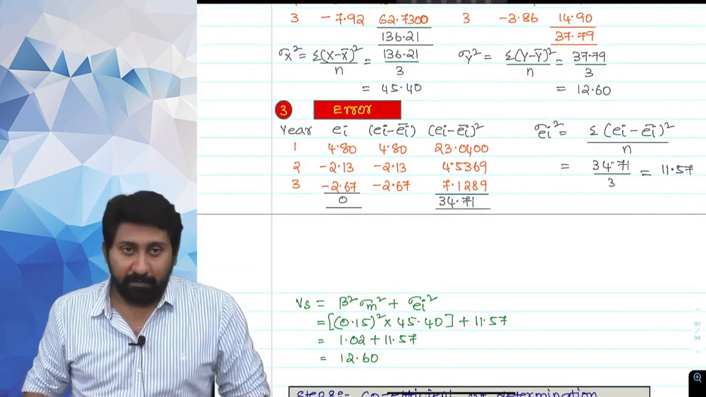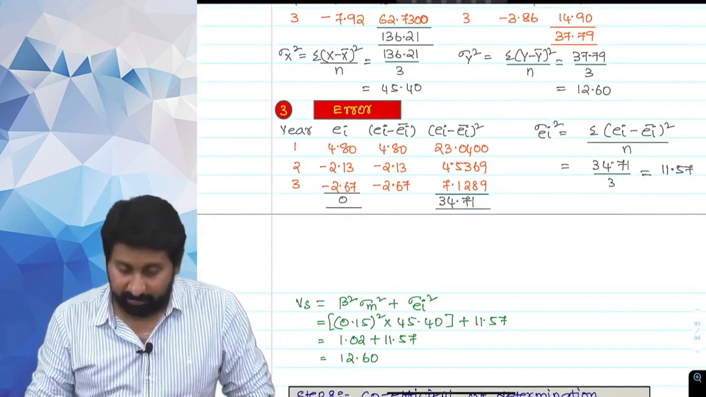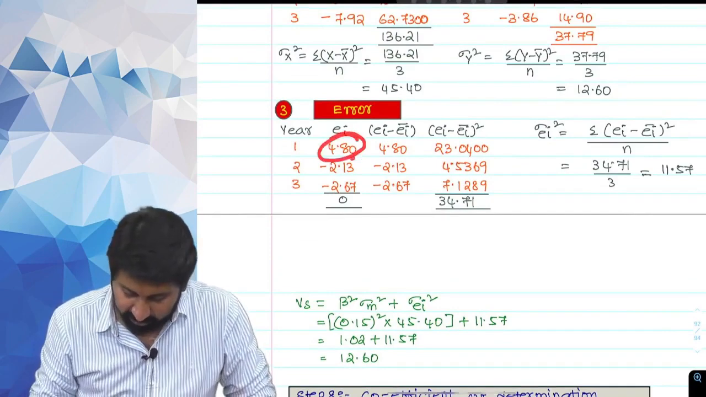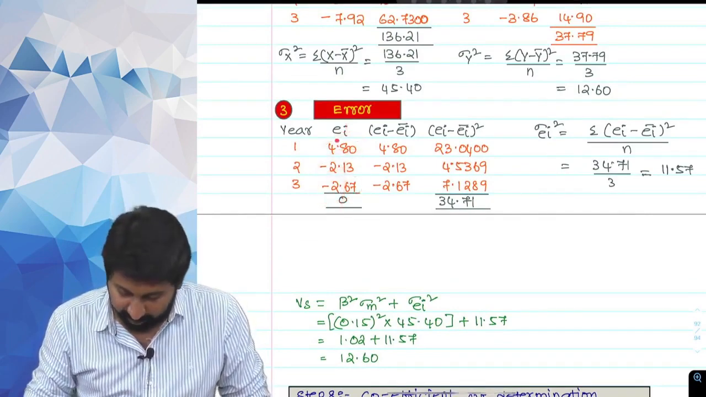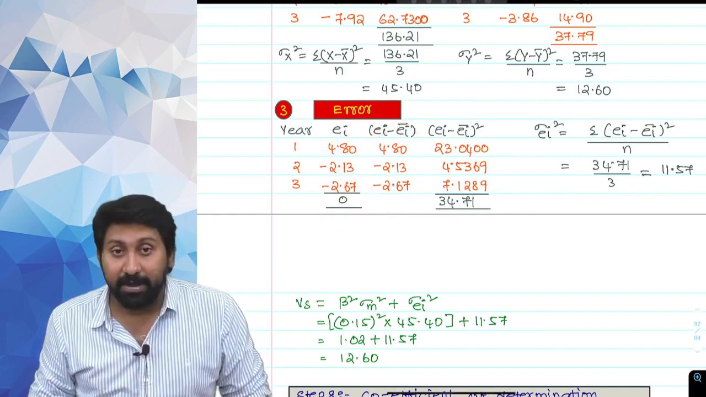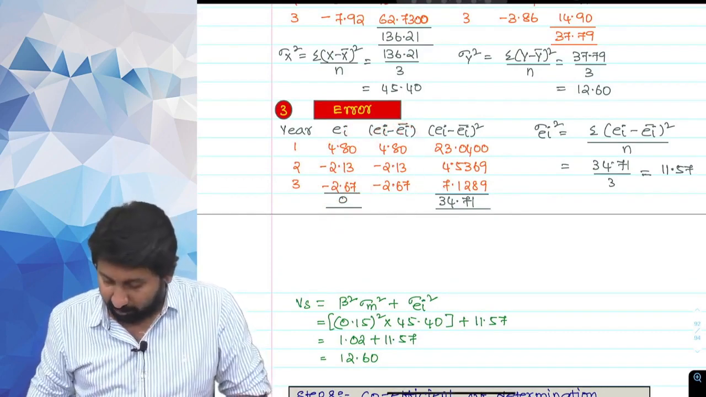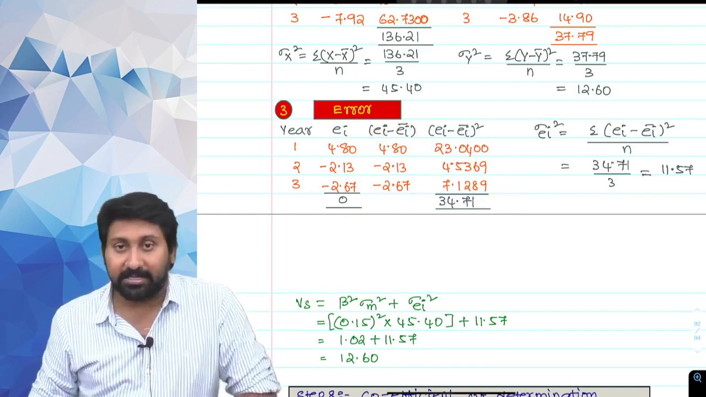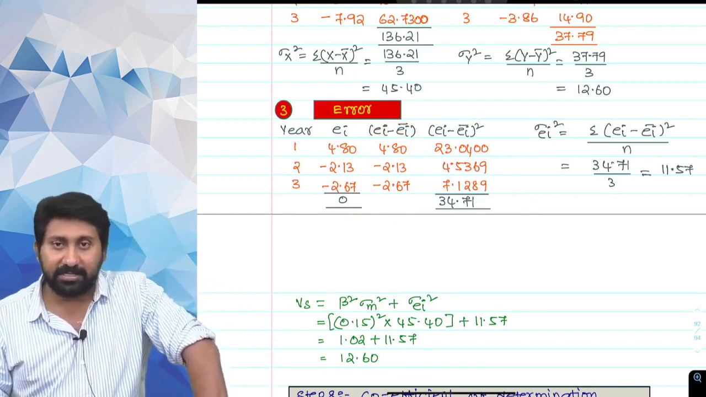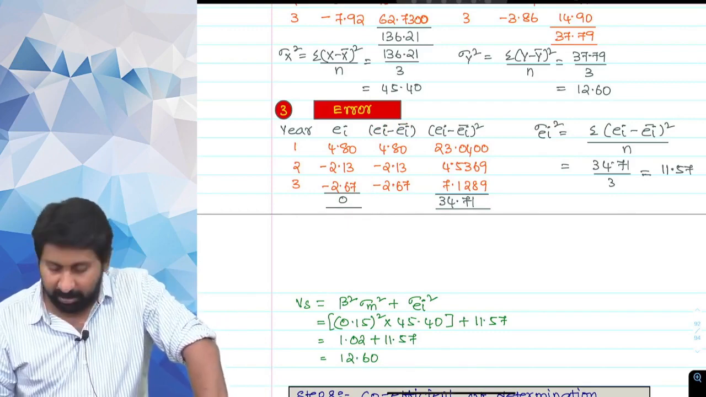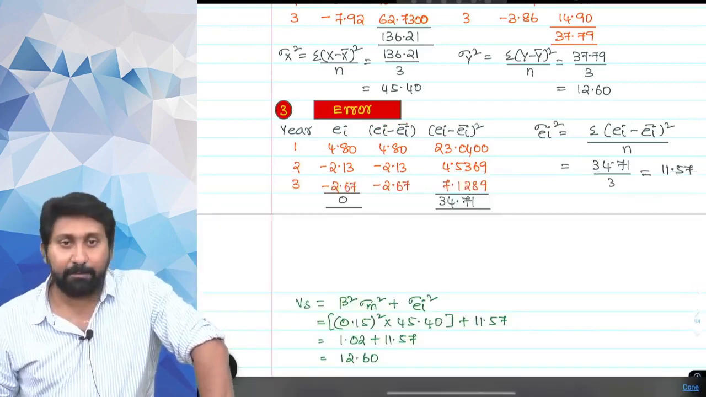See here now. Error. Year 1, year 2, year 3. Error: 4.80 minus 2.13, this. Total is 0. E minus E bar: 4.8 minus this, again the same. E minus E bar the whole square, 34.71. So sigma EI square equals sigma of EI minus EI bar the whole square divided by N, that equals 11.57.